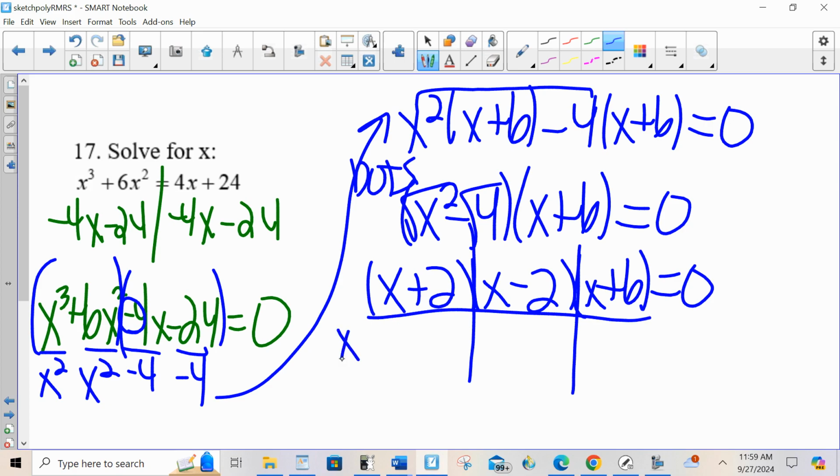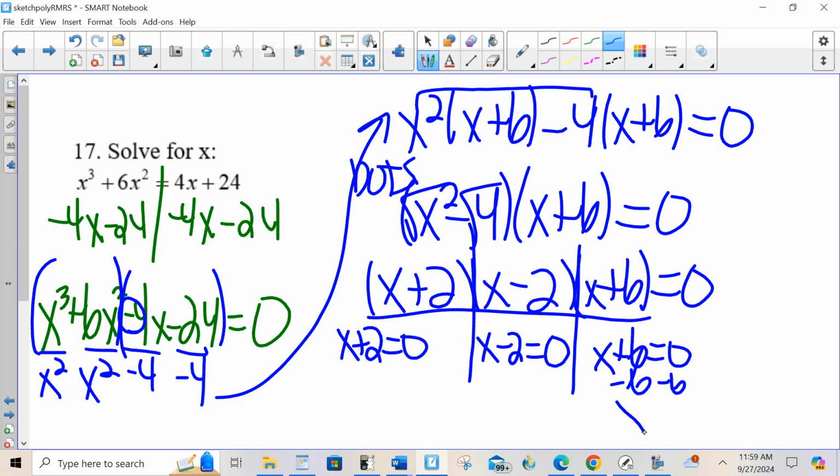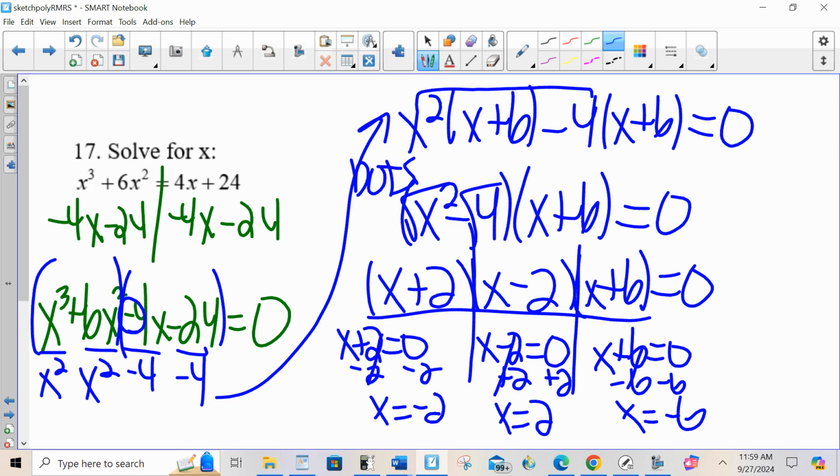Set each factor equal to 0. Set x plus 2 equal to 0. X minus 2 equal to 0. X plus 6 equal to 0. Solve each of them. X equals -6, plus 2, plus 2. X equals 2. Minus 2, minus 2. X equals -2. Boom, boom.